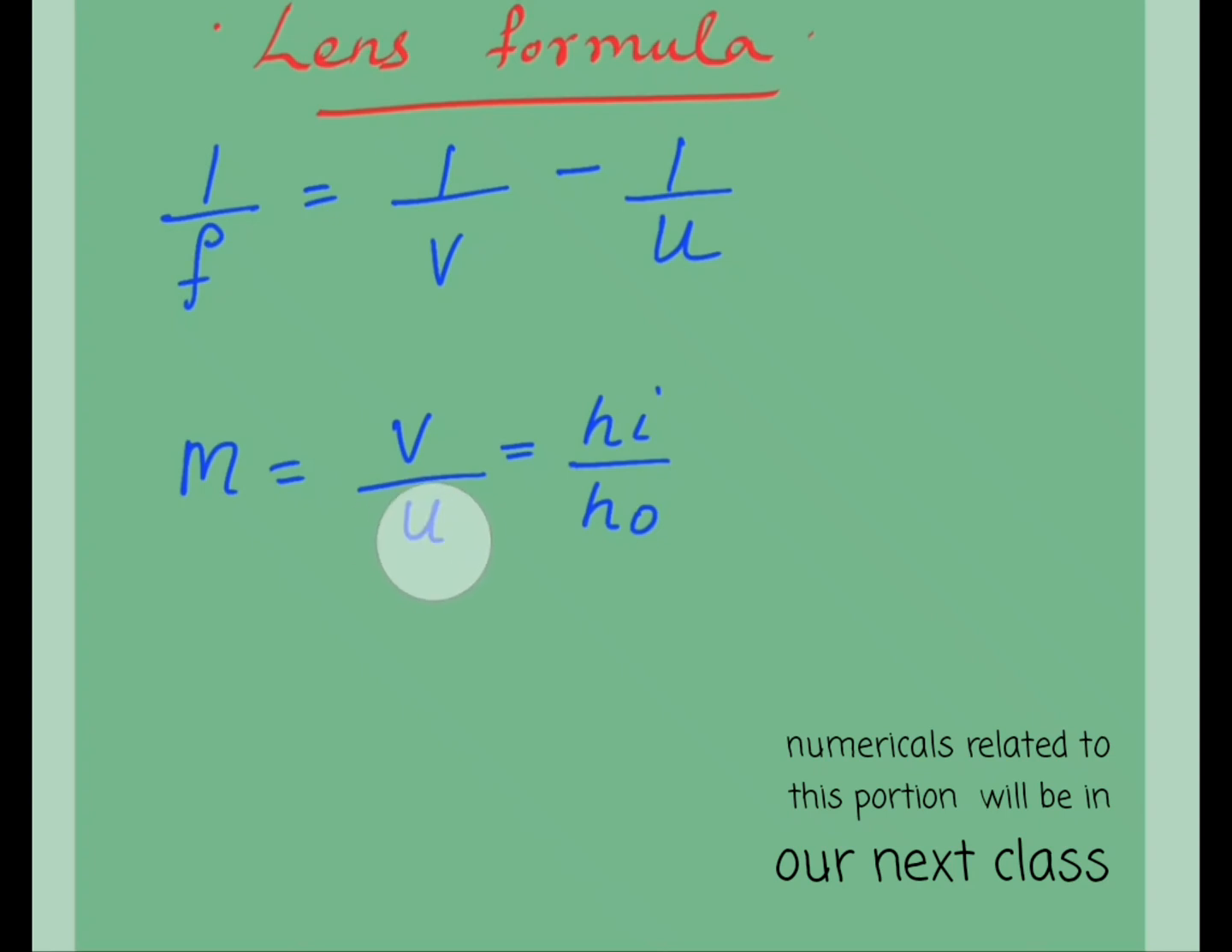U is always anyway taken as negative and HO is always taken as positive, but the height of the image and V values will depend upon whether the image is erect, whether the image is virtual and all. Okay, so accordingly we have to apply the sign convention. So you'll understand more about applying the sign convention while we do the numericals. Next we'll do the numericals related to lens formula and magnification.